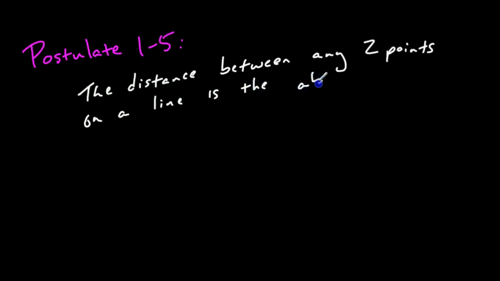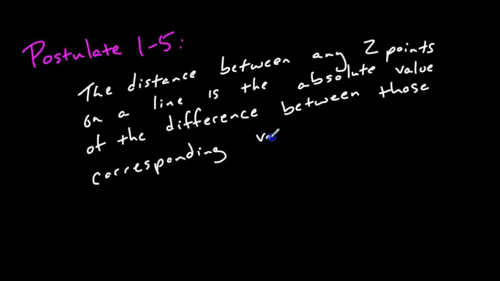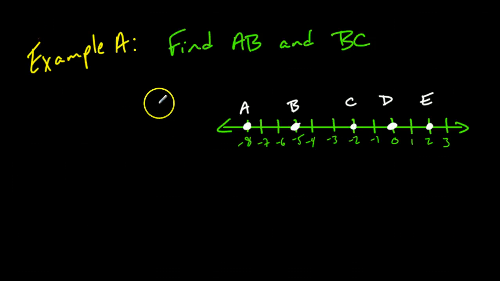is the absolute value of the difference. Sorry, it's the absolute value of the difference. Let's write it like that. So again, the distance between any 2 points on a line is the absolute value of the difference between the corresponding values. That's a long one. Let's do an example problem of that. You guys can pause these too to make sure you get all the definitions. Let's do an example of that one.